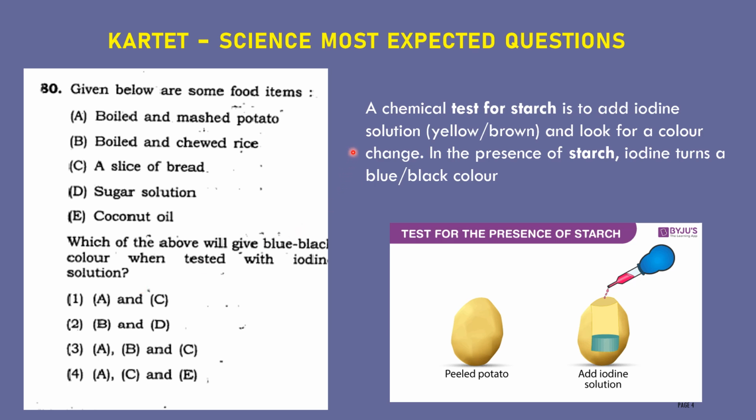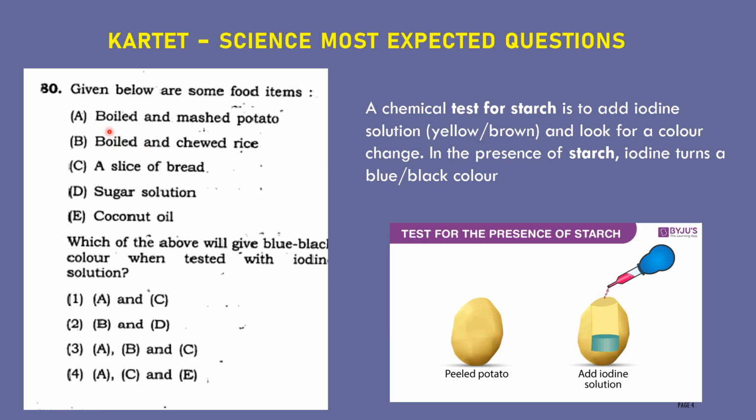Okay, listen here. A chemical test for starch is to add iodine solution. Iodine solution is yellow or brown in color. Look for a color change. In the presence of starch, iodine turns blue or black. Consider this example, a peeled potato. If you add iodine solution to this potato, the iodine color, normally yellow or brown, if it turns blue or black, it indicates the presence of starch.